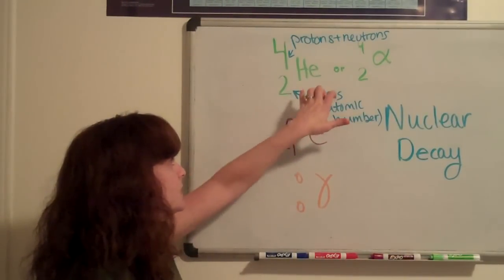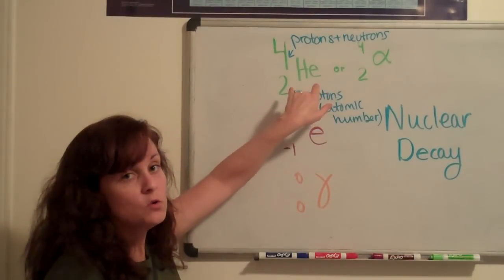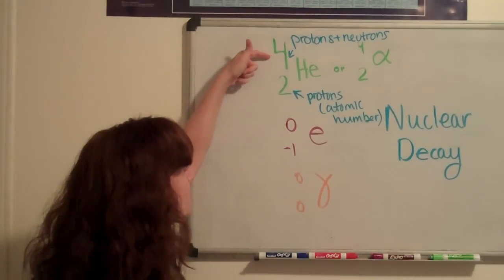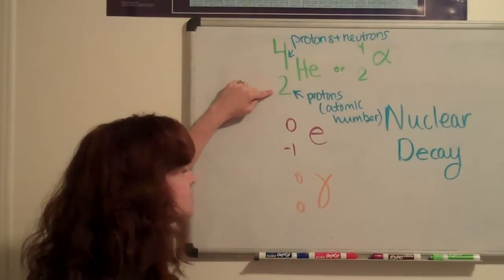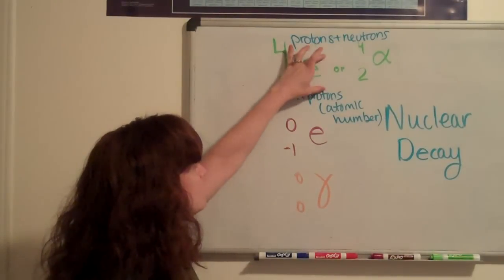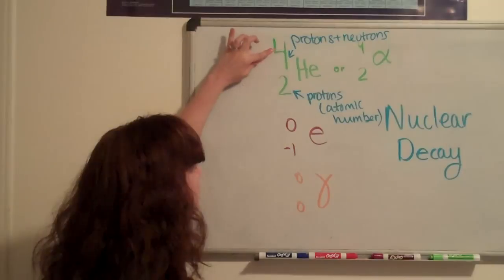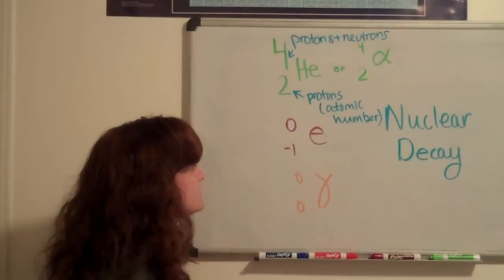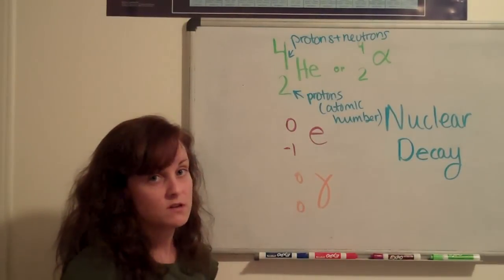Alpha decay is written symbolically, when we're writing nuclear equations, with a 4 as the atomic mass and a 2 as the atomic number. So this is how it's going to be written in a nuclear equation, where this is the atomic mass, which is protons plus neutrons, and this bottom number is the atomic number, which is the number of protons.